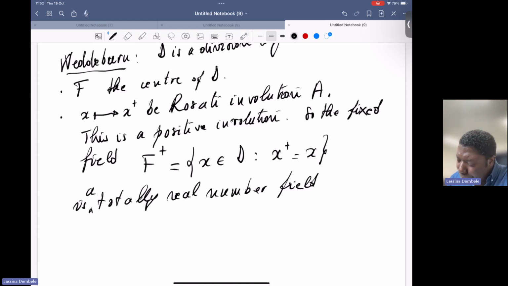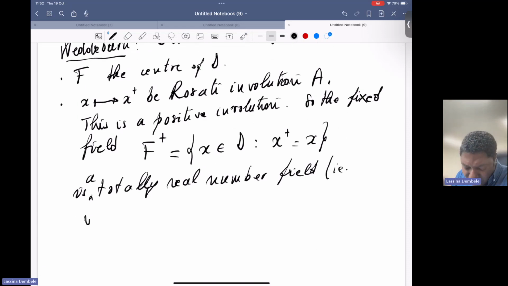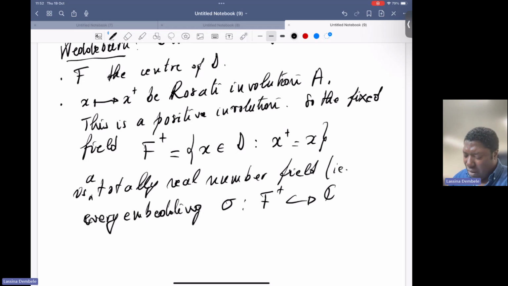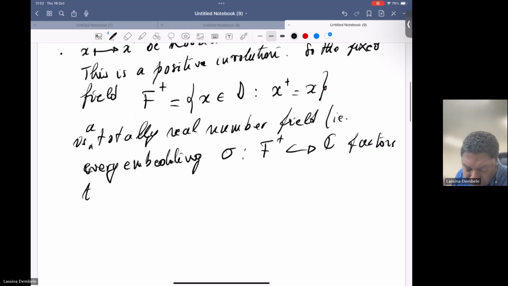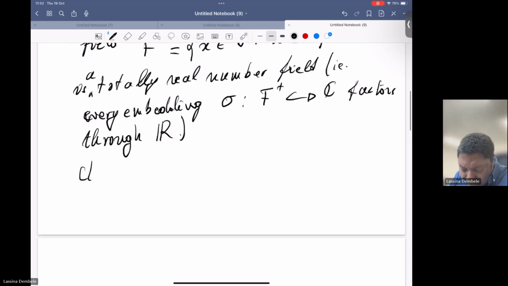So what does this mean? If you take any embedding, which I'm going to call sigma, from F dagger into the complex numbers, then this embedding will factor through the real numbers. So that's what it means for this field to be a totally real number field. And of course, we have that F dagger is contained in F.